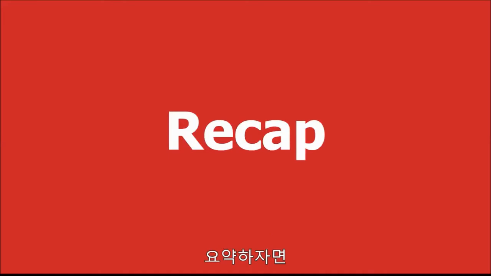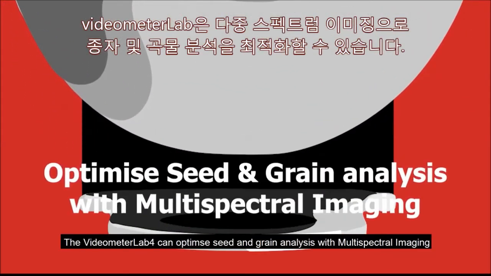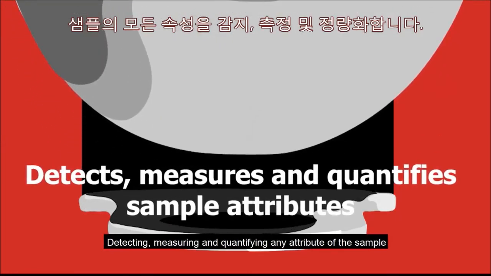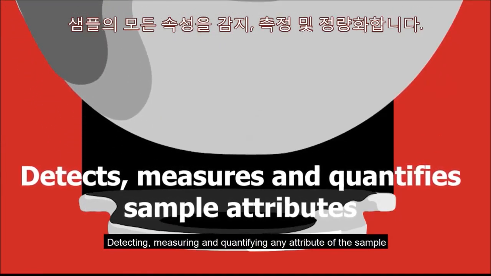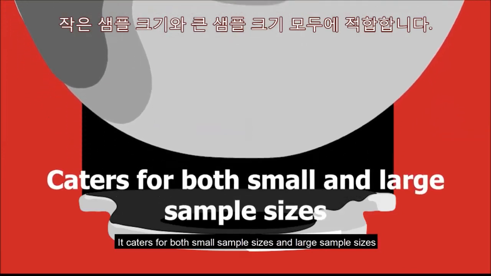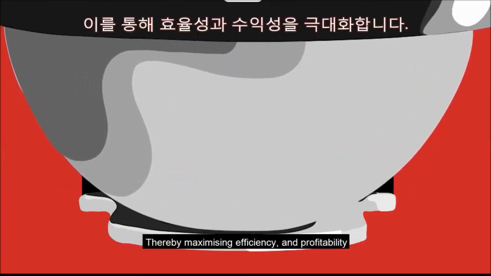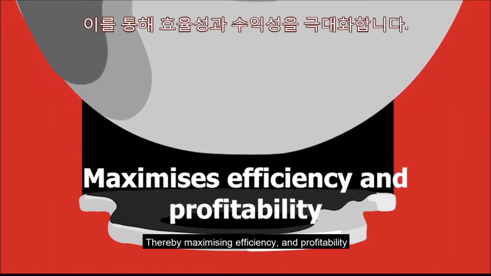To recap, the Videometer Lab 4 can optimize seed and grain analysis with multispectral imaging, detecting, measuring and quantifying any attribute of the sample. It caters for both small sample sizes and large sample sizes, thereby maximising efficiency and profitability.